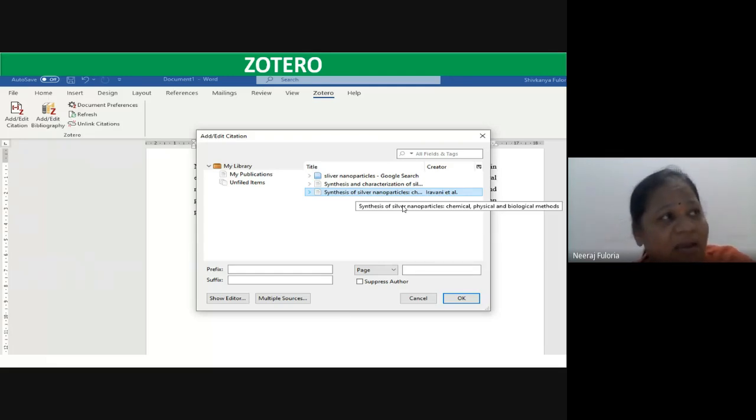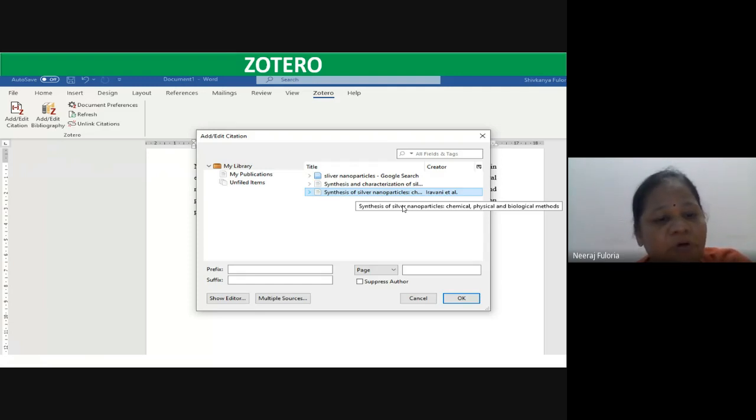When you open the Word file, Zotero automatically gets integrated along with your Word. You need not add it separately to your Microsoft Word. Whenever you open a Microsoft Word file, you will get one tab showing Zotero. Here you will see add or edit citation, add or edit bibliography, and unlink citation. Once you have completed writing the references, you can also unlink the references from Zotero; that option is there.